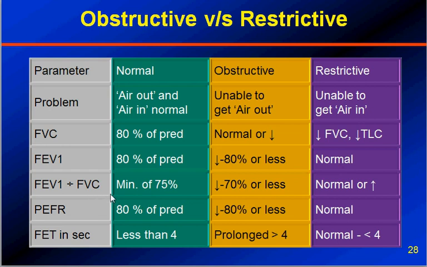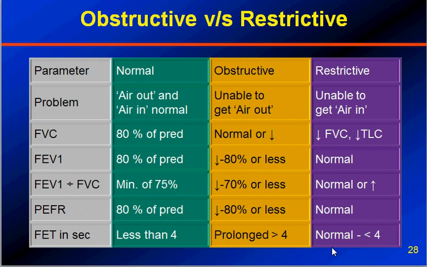The FEV1 by FVC ratio, minimum it should be 75% if it is normal. Anything 70% or less is obstructive. It may be normal or increased in restrictive lung disease. PEFR, peak expiratory flow rate, at least 80% of predicted is normal, and less than 80% or even lesser is obstructive. In restrictive disease PEFR is normal because there is no outflow obstruction. Forced expiratory time is less than 4 seconds when normal, prolonged if more than 4 seconds, and in restrictive lung disease it is less than 4 seconds.